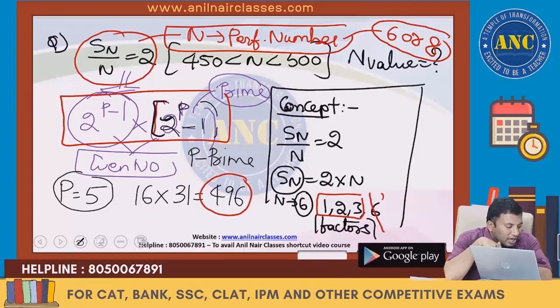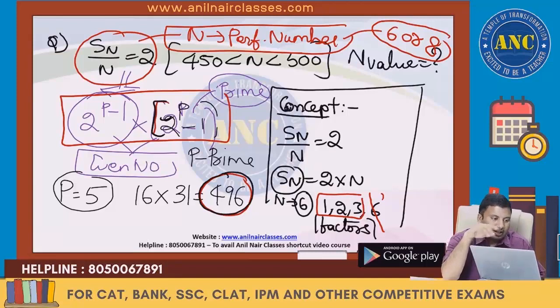Next, Balaji, how is it 5? Good question. P cannot be 2. If P is 2, the number will become 6. If P is 3, the number will become 28. If P is 5, the number lies between 450 and 500, which is 496.